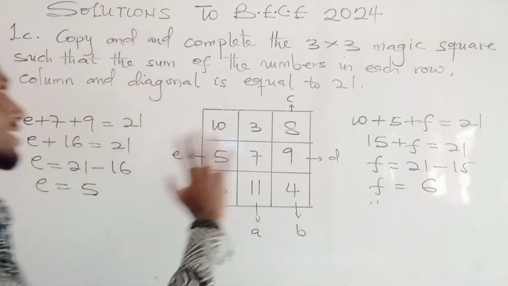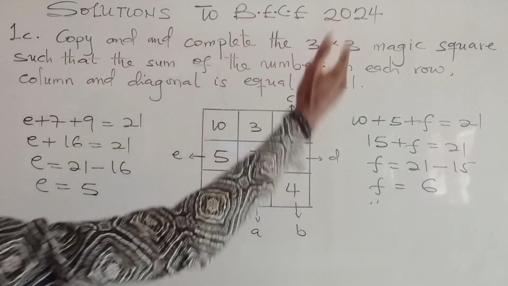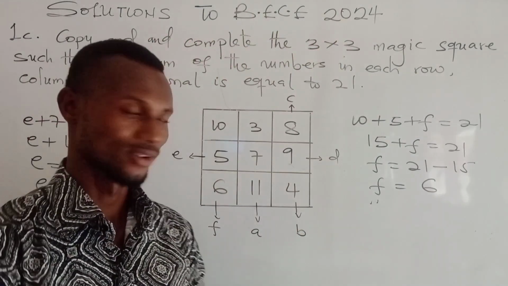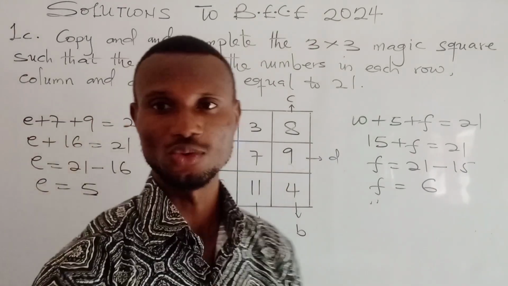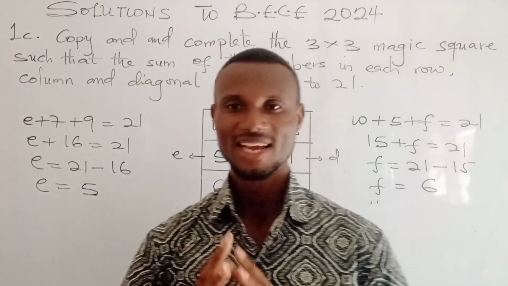So this is really copying and completing the 3 by 3 magic square. So this is what you have to do, and I hope it was simple enough for you to understand.